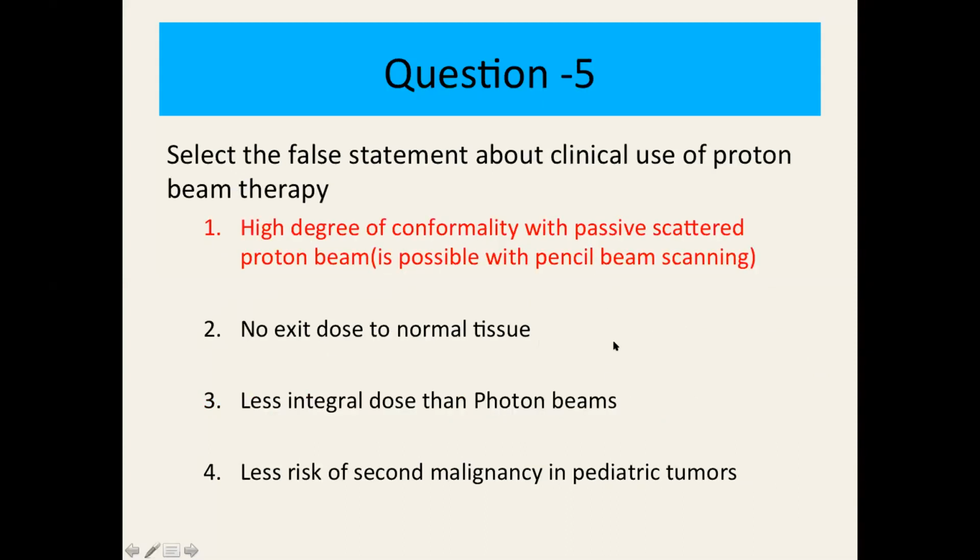So this is question number 5. Select the false statement about the clinical use of proton beam. The first is high degree of conformality with passive scattering proton beam. While proton beam is very conformal, a high degree of conformality is not achievable with passive scattering proton beam, and it's more possible with pencil beam scanning. These are clinical questions, not mathematical questions that have a very clear right and wrong, but this is the perspective of this question.